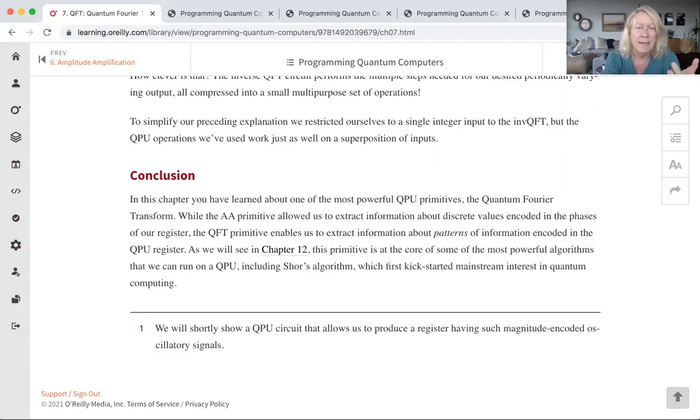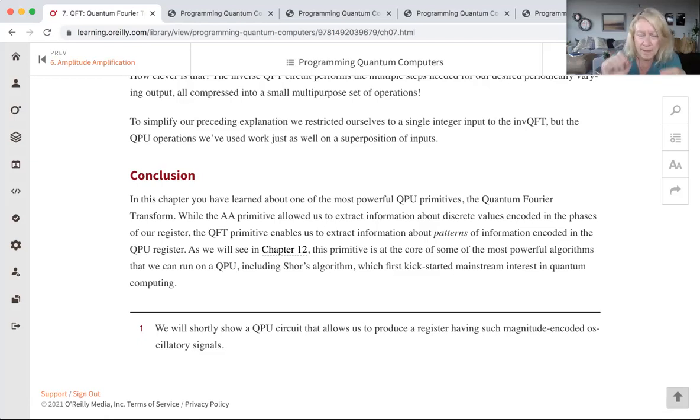So in the end of the chapter, it says, in this chapter, you've learned about one of the most powerful QPU primitives, the quantum Fourier transform. In the previous chapter, chapter 6, we were doing the AA, the amplification primitive. So that was allowing us to extract information about the discrete values encoded in the phases in the register. The QFT primitive enables us to extract information about, and this is the key word, you can see it's italicized, patterns of information encoded.